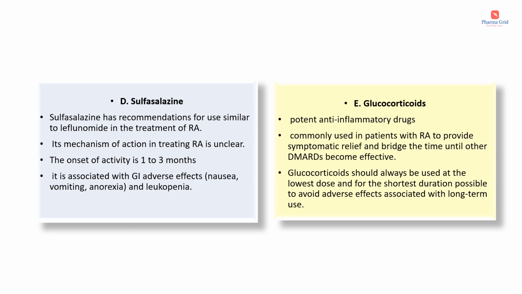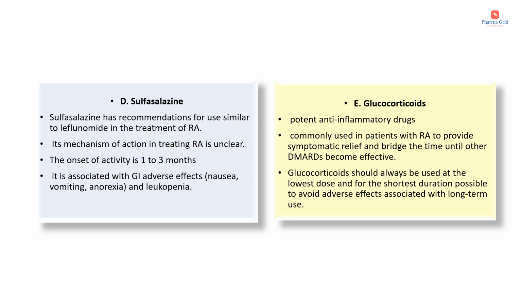Sulfasalazine belongs to the sulfonamides. Sulfasalazine has recommendations for use similar to leflunomide in the treatment of rheumatoid arthritis. Its mechanism of action in treating RA is unclear. The onset of activity is about 1 to 3 months. And the adverse effects mainly include gastrointestinal effects, such as nausea, vomiting, anorexia, and leukopenia.